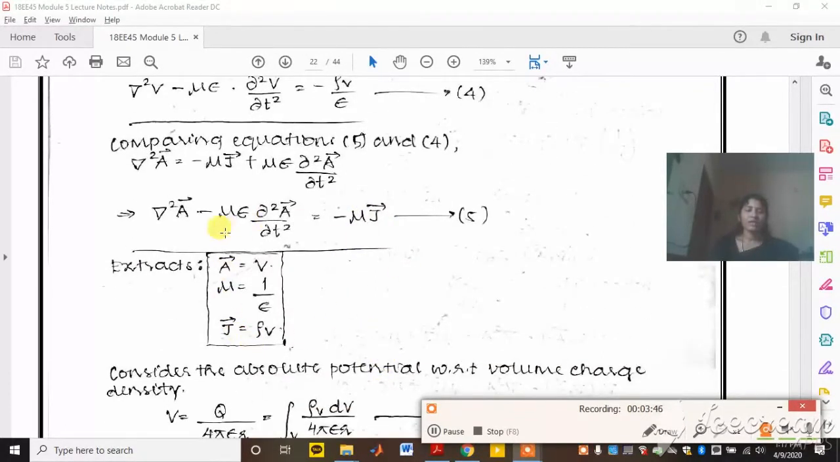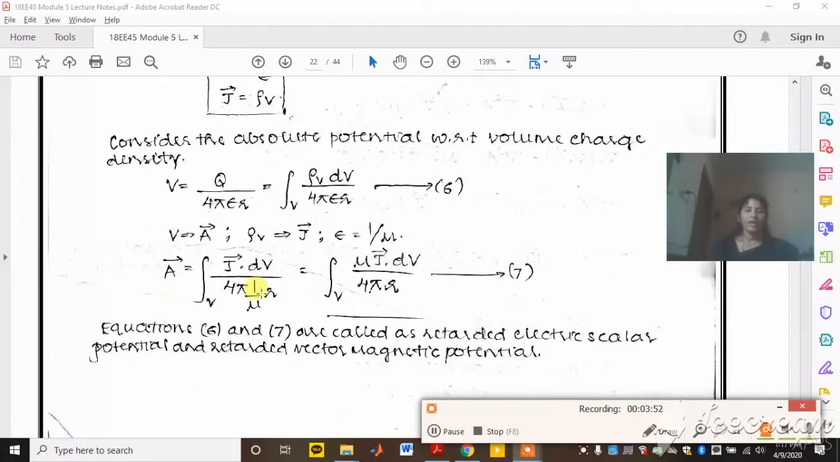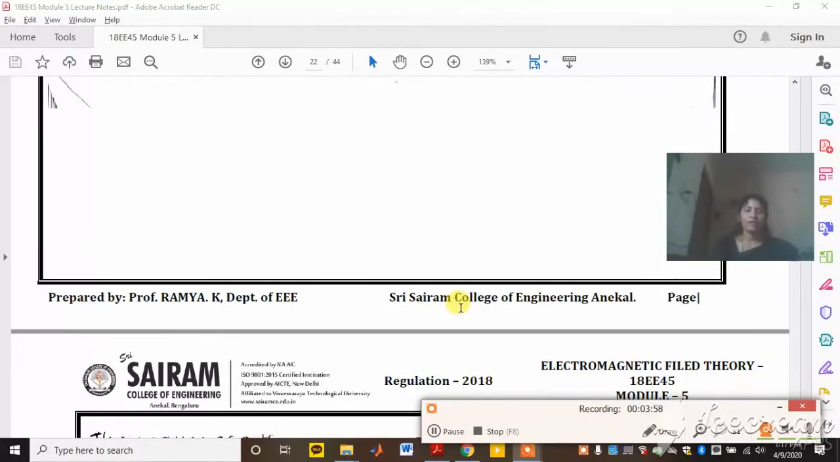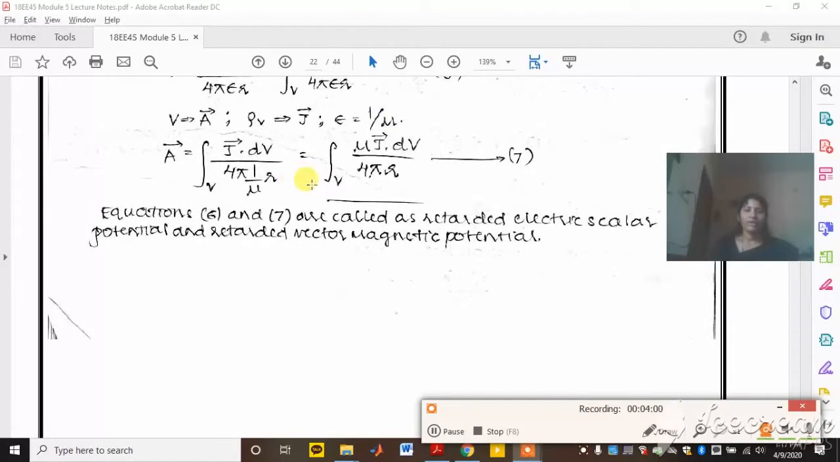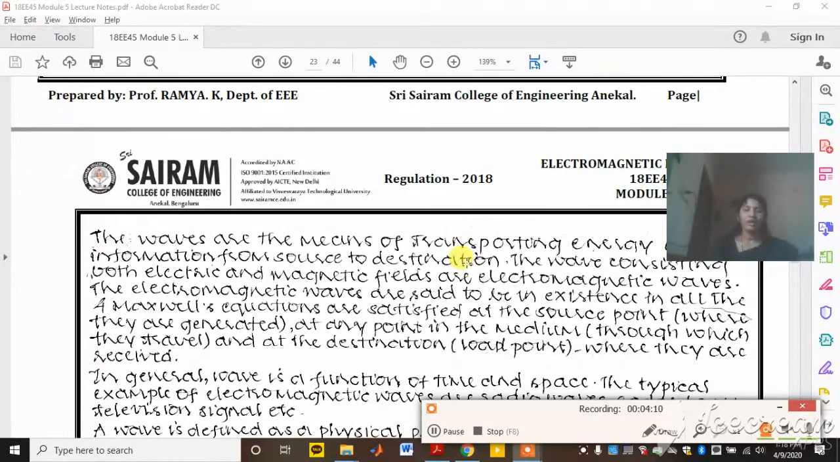This extraction is from your vector magnetic potential derivation. After that, you will get the term A is equal to integral over the volume of space mu J vector into dV divided by 4 pi R. So it represents your vector magnetic potential, and this is your retarded vector magnetic potential, which satisfies your time varying field analysis. Next, wave propagation equation.